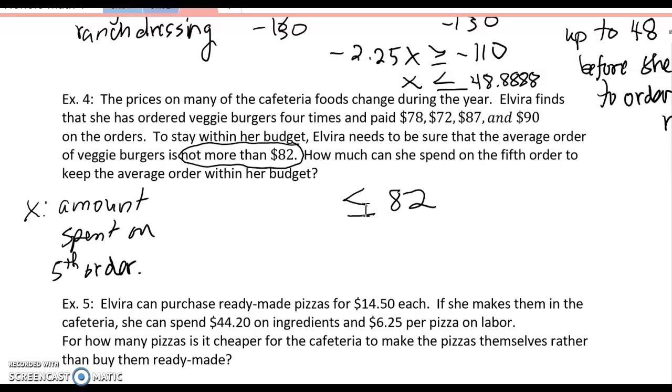So we think about what we did in the last unit in terms of writing an equation for average. That means we are adding our orders that we have plus that 5th order of x, and we're dividing it by 5. Here's an expression which represents the average for the 5 orders that Elvira was going to be making for these veggie burgers, and we need that average to be no more than 82. So that has to be less than or equal to 82.